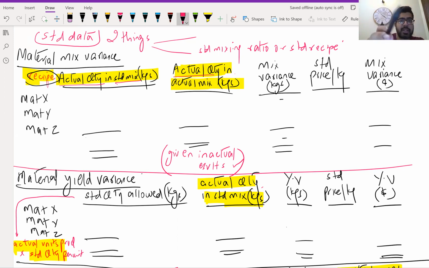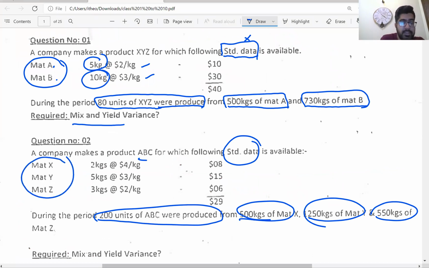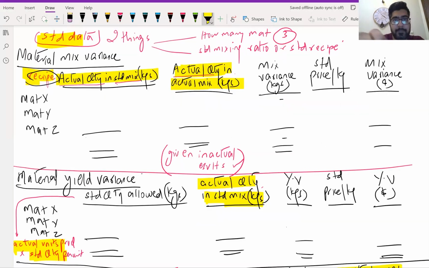Now, before starting the question, I've told you that from the standard data, you have to extract 2 things. How many materials are there? 3. And what is the standard mixing ratio, the standard recipe? Look at the standard data: there are 3 materials, and the standard mixing ratio recipe is 2 kgs, 5 kgs, 3 kgs. This you must extract from standard data in order to understand it properly.